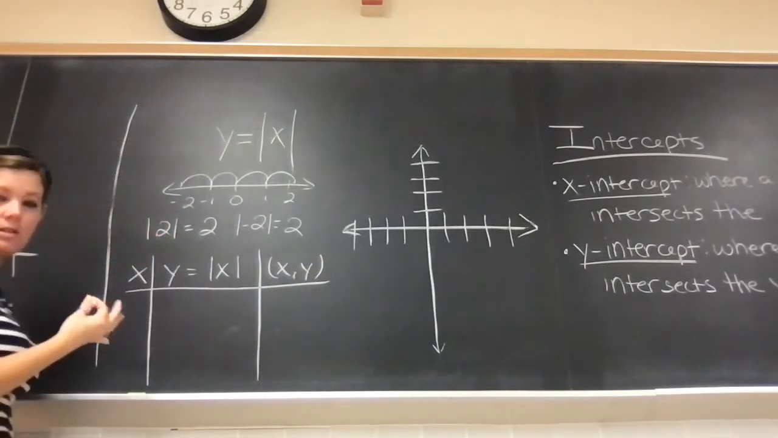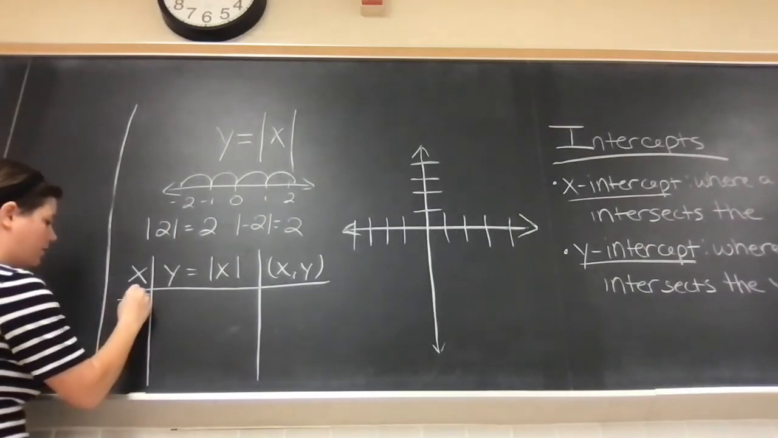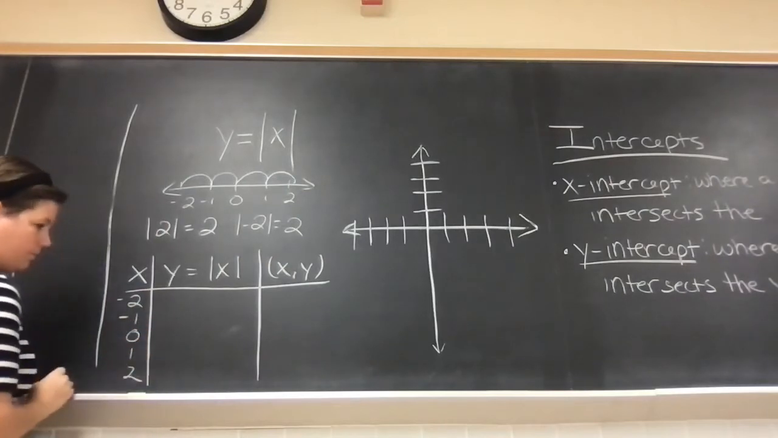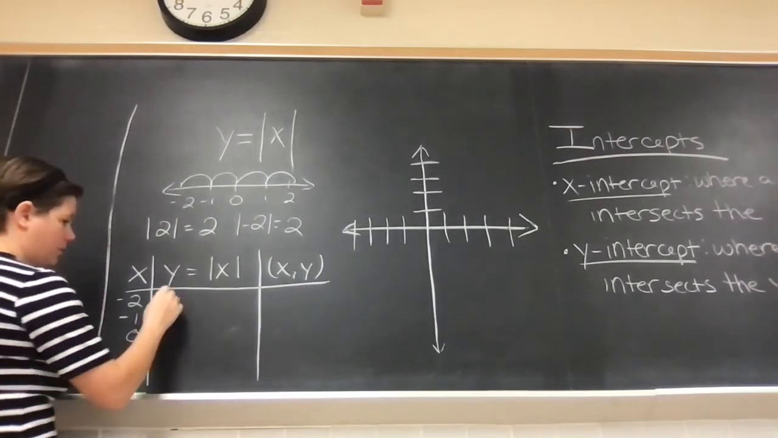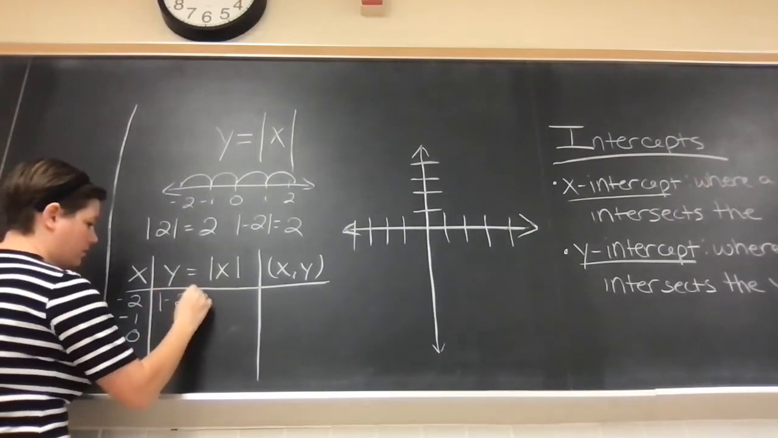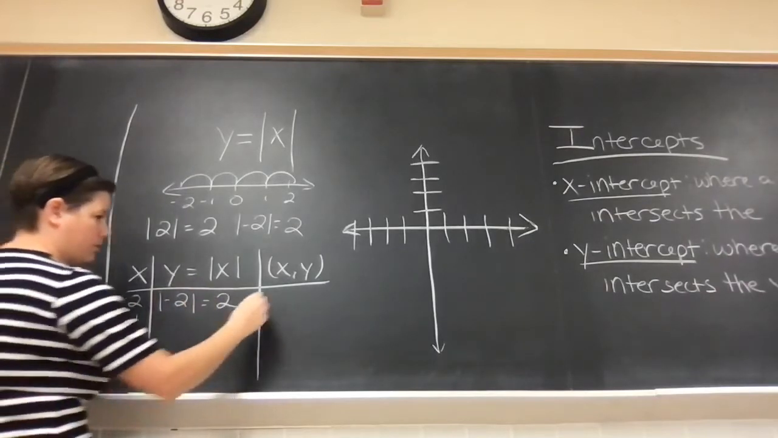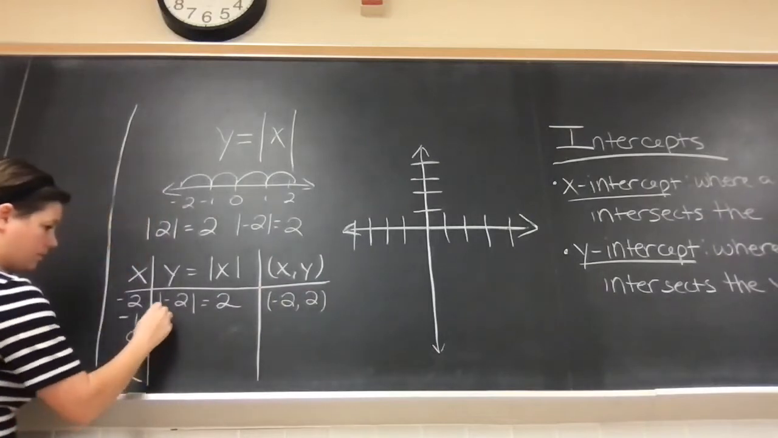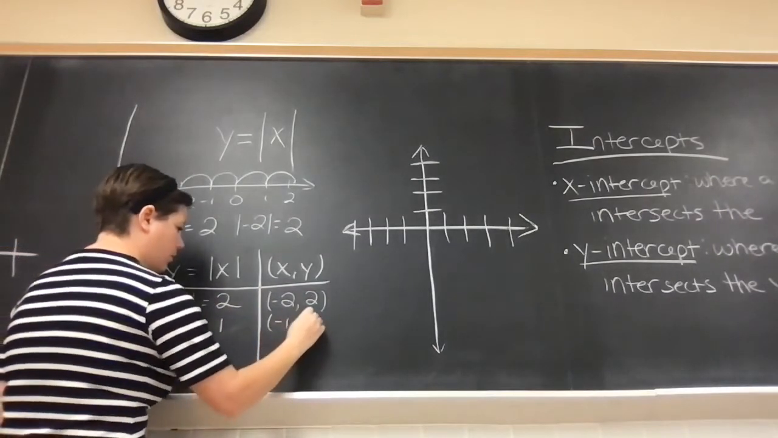Again, I'm going to use the exact same numbers for my x values that I chose for the last problem. I'm going to have -2, -1, 0, 1, and 2. So at -2, I have absolute value of -2, which is 2. So when x is -2, y is 2. Absolute value of -1 is 1, so -1, 1.